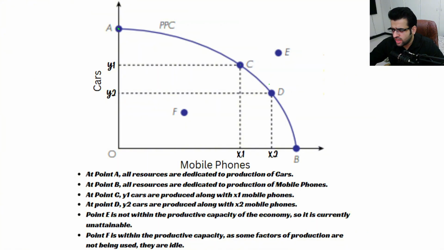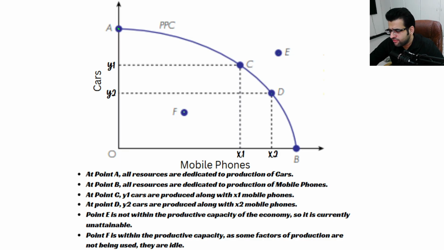At point D, again this is the same opportunity cost concept. At point D, we are producing Y2 cars, that is less cars, and X2 mobile phones, that is more mobile phones. At point E, we are not able to produce at point E. Why? Because this is not within the productive capacity of the economy, so it is unattainable, unachievable.